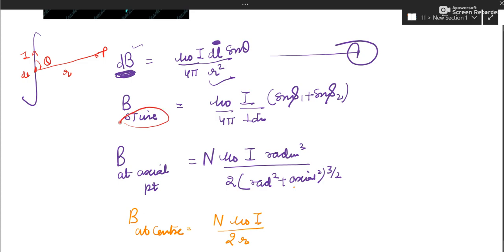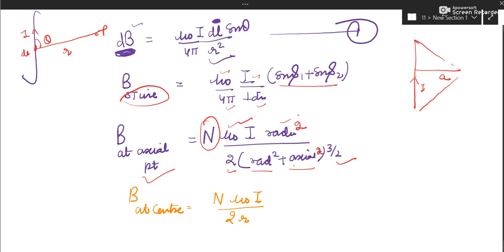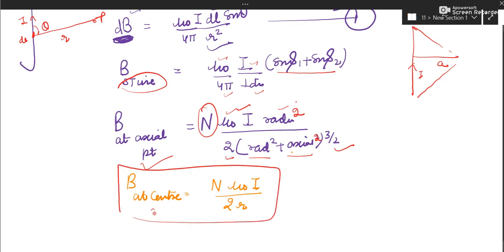Then this is the magnetic field due to a straight wire. All topics are very important. Please prepare properly. Mu naught by 4 pi I by perpendicular distance, sin phi 1 plus sin phi 2. So this is I, and this is your perpendicular distance A, and phi 1 and phi 2 are the angles for the ends. And this is the magnetic field at the axial point of a current carrying loop: n times mu naught I radius square, over twice radius square plus axial distance square to the power 3 by 2. And at the center, the magnetic field at the center of a current carrying loop is this.